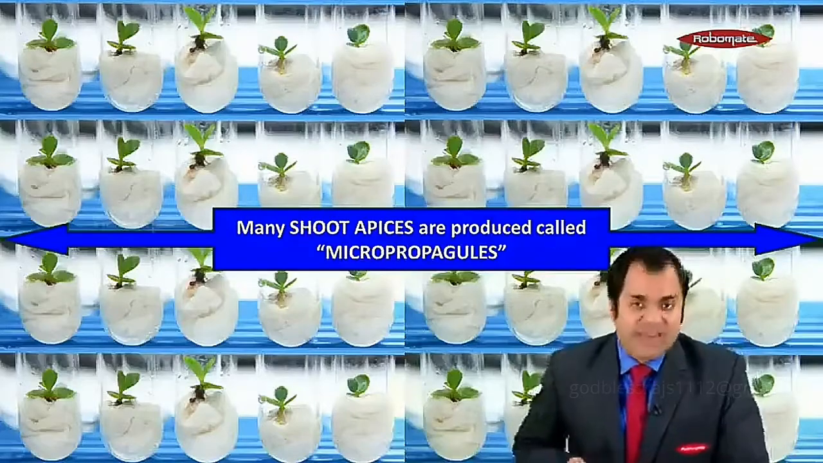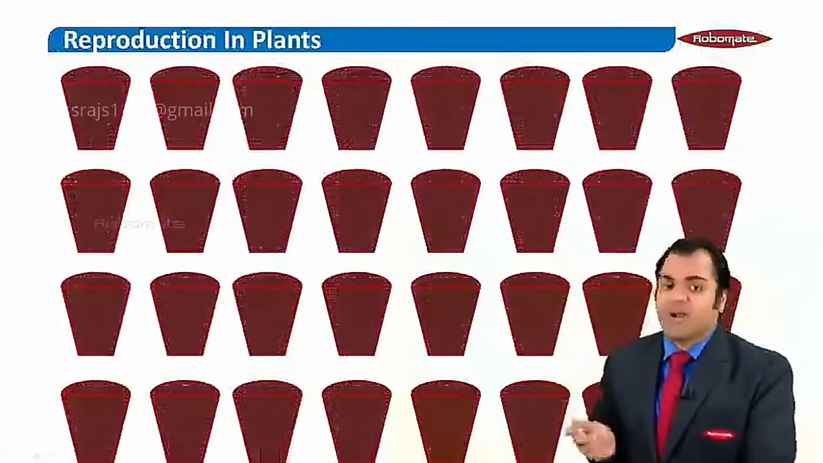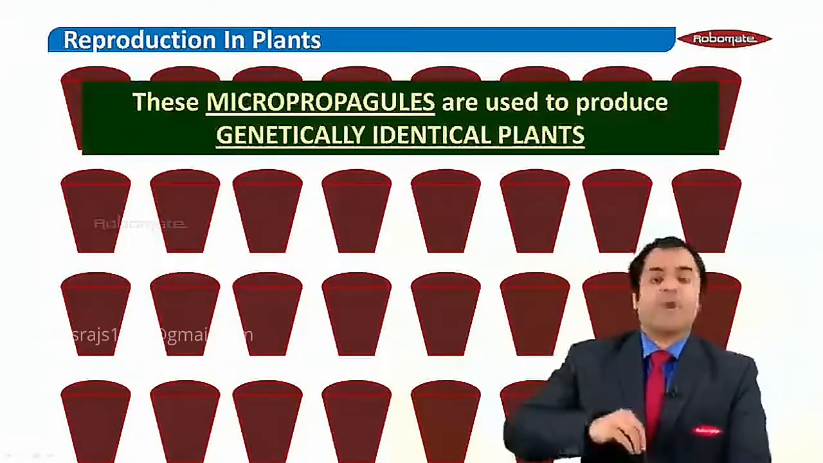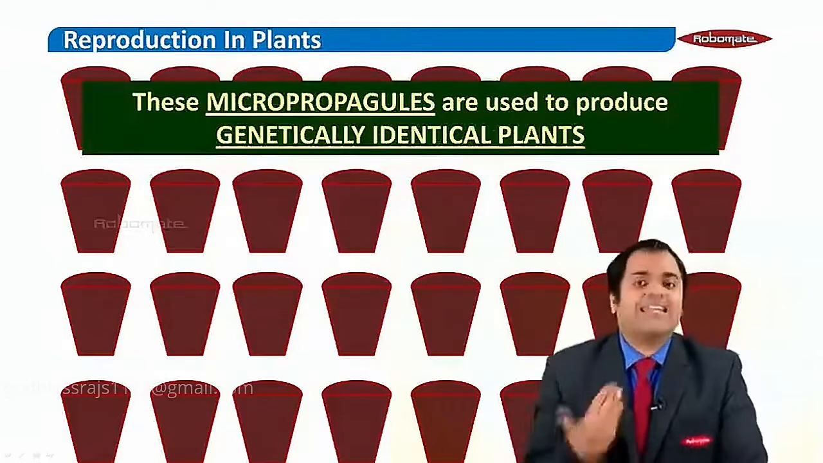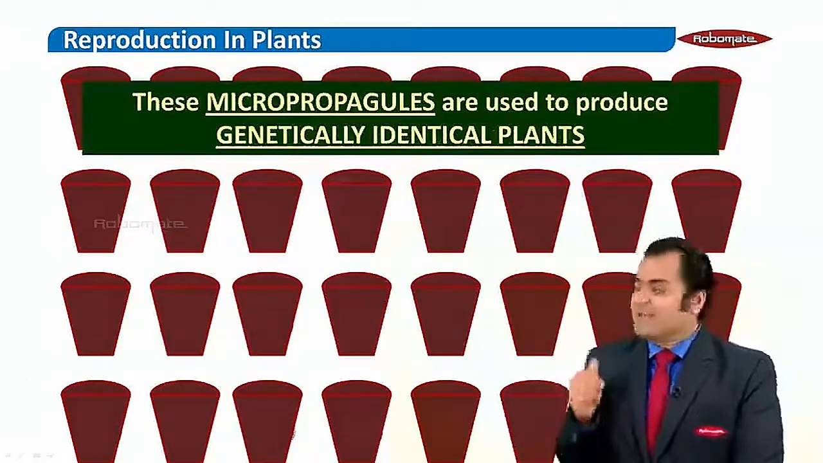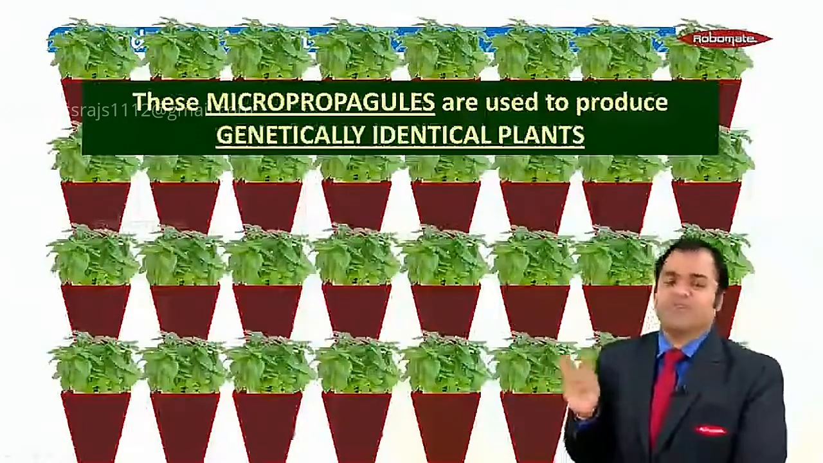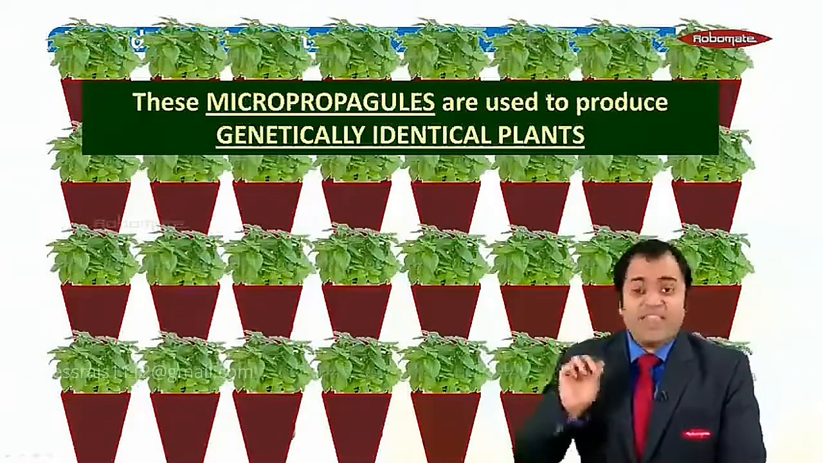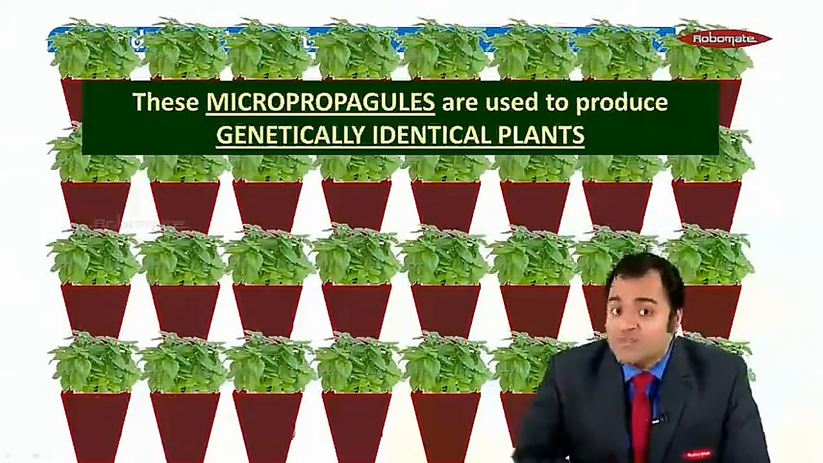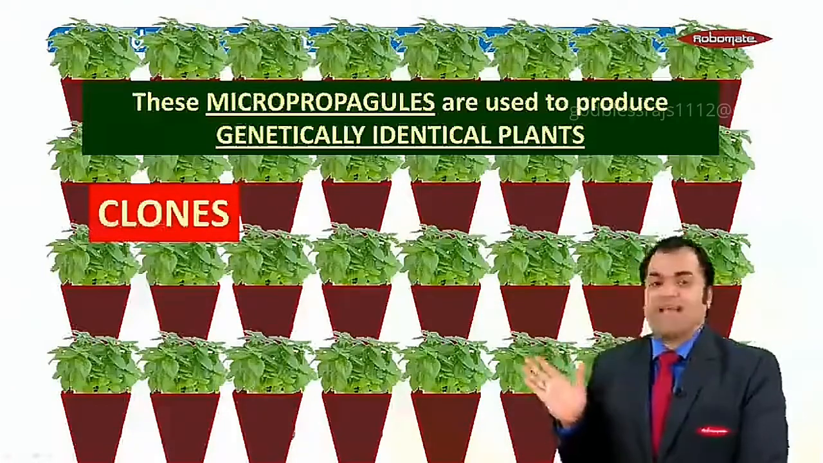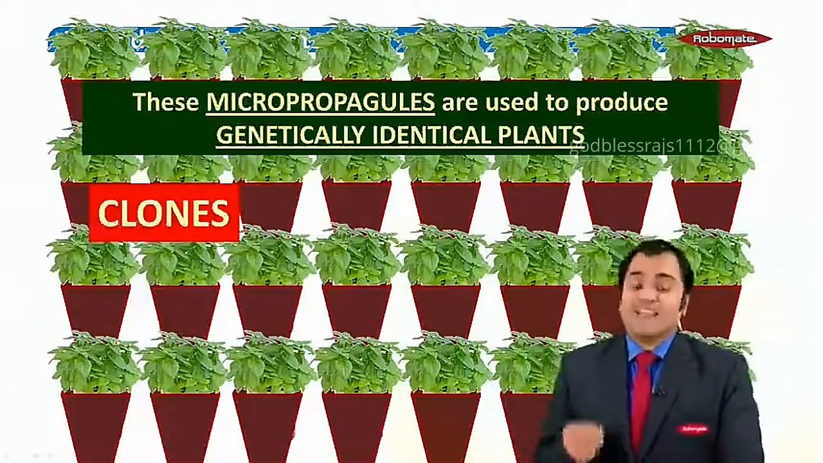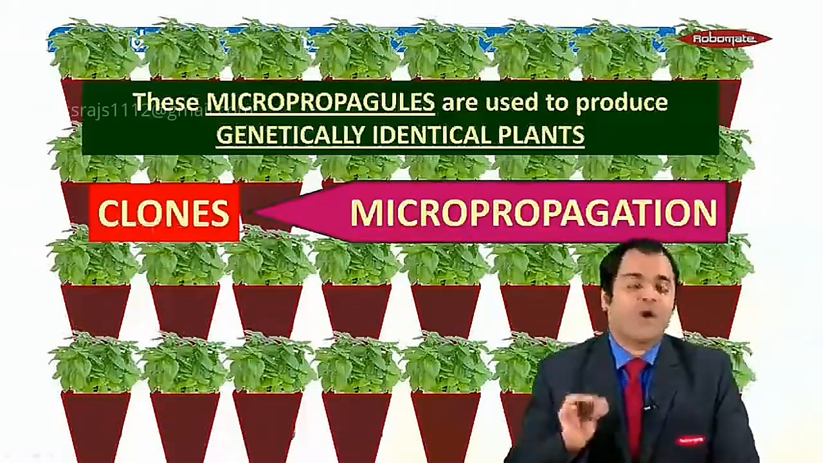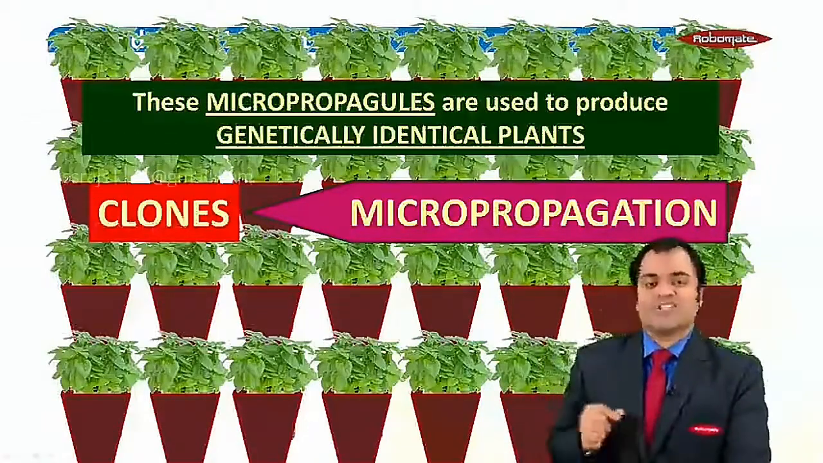Now what do you do with these micropropagules? You then take few pots and put these micropropagules in those pots and allow these micropropagules to produce genetically identical plants, right? Something like this right behind me. Beautiful. Now what you see, all these plants pretty much look identical. Now if these plants look identical, can I call them clones? Absolutely. These plants that are genetically identical are also called as clones, right? And this technique is basically called as micropropagation, also called as tissue culture technique.